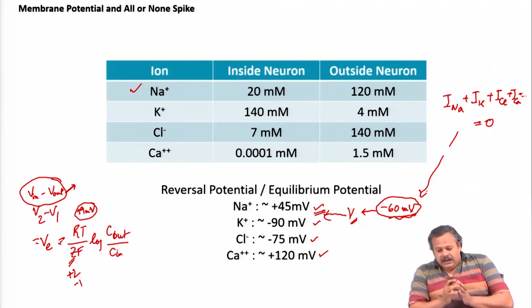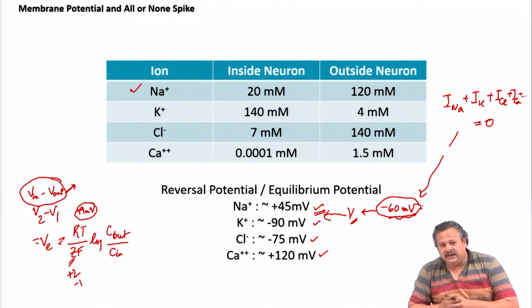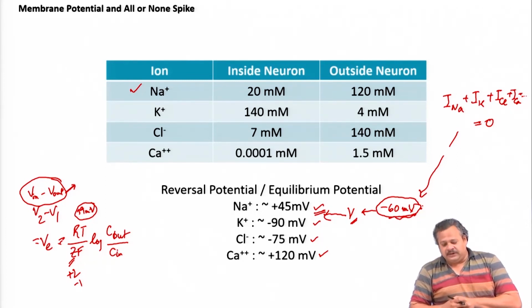So, even though at rest the membrane potential is minus 60, and it is not equal to the equilibrium potential of any of these ions, we are still at rest, because the first thing is that it is actually the net current flow that is 0. Further, it is also determined, as we had implicitly been saying, that if there is a path available for that particular ion across the membrane.